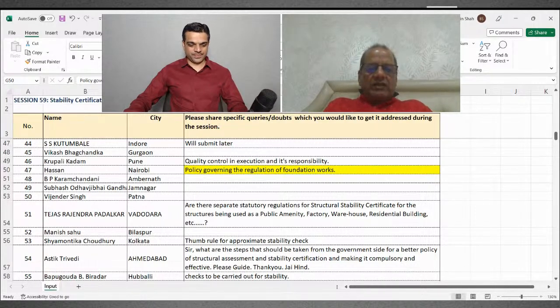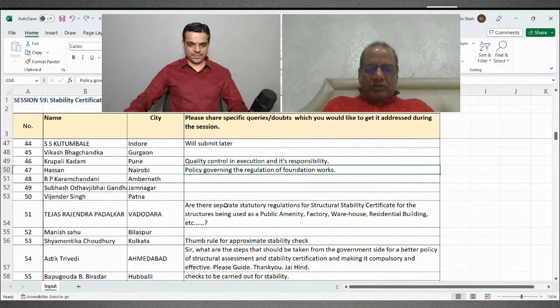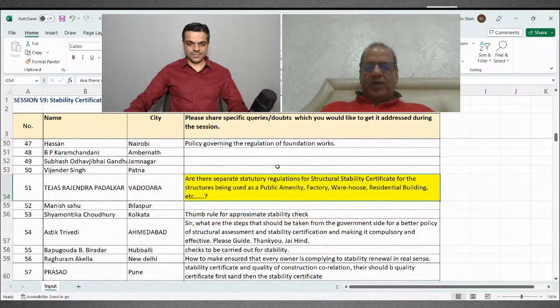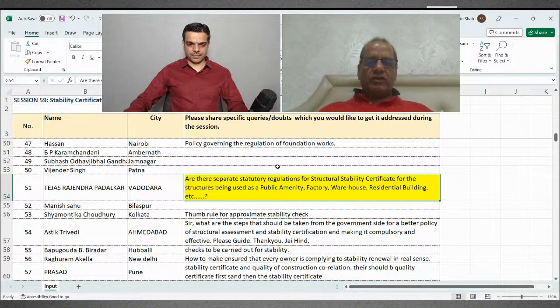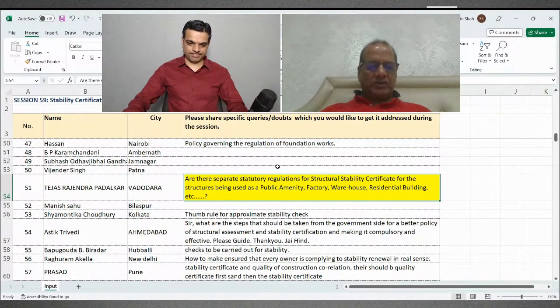Are there separate statutory regulations for structural safety for the structures being used as a public amenity? No, they are all covered in the code. If I am saying complying to this code, that code takes care of whether it is public amenity, factory, warehouse, residential, everything. So as long as you are following the codal clauses, you are taking care of all varieties of the things.